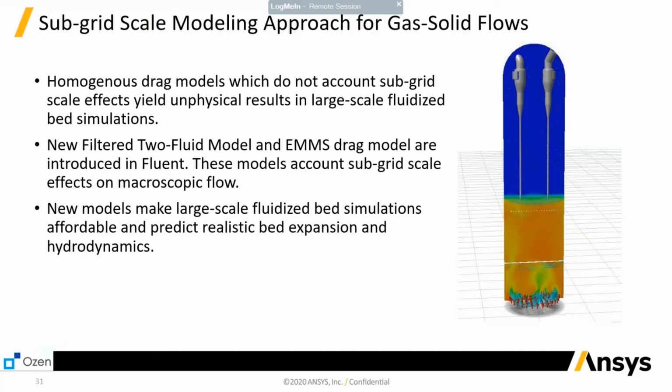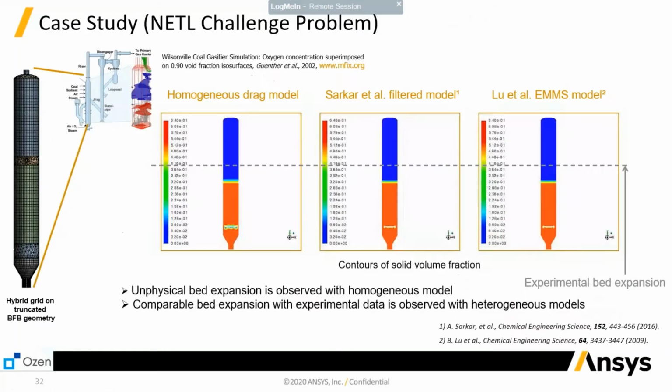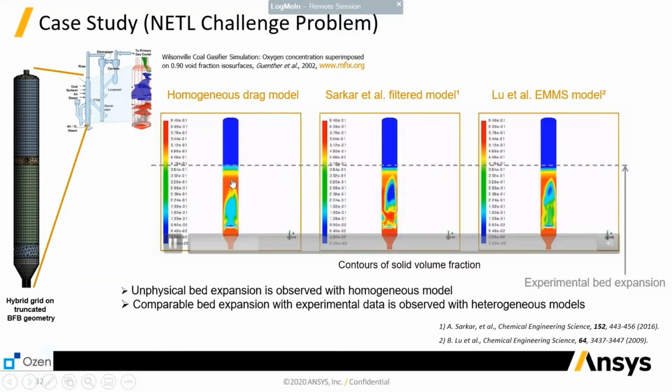But in the current version, we have two new models named the filtered model and also the EMMS model, which gives you much better accuracy. Here we have a test problem, which is a challenging problem called NETL. The dotted line is the level of solid in the test, and the left side is the homogeneous drag model, which was available in 2020 R1 and before.